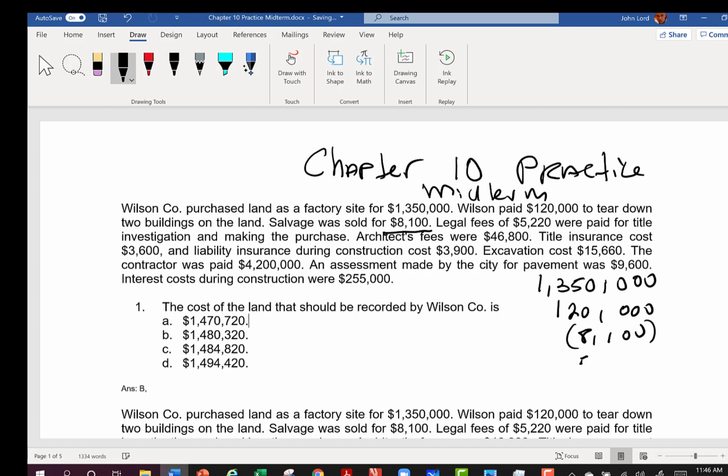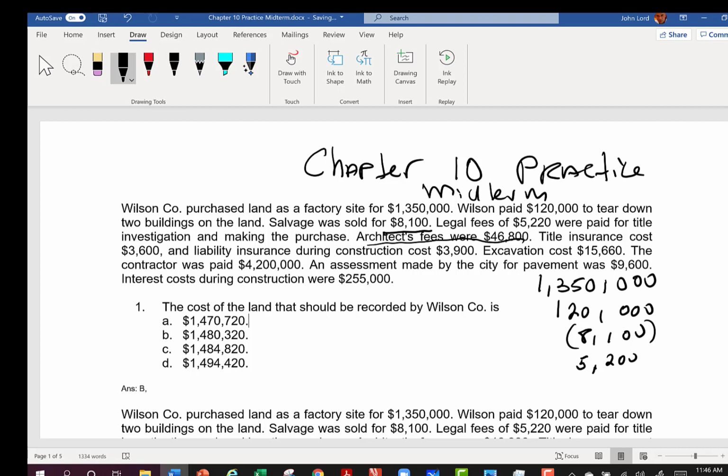So we go ahead and we're going to add that because that's going to allow us to take the land free and clear of title. And then we also went ahead and paid some architect fees here. They tell us at 46,800, just reading through the question. No, we're not going to pick that up as part of the land. That's part of what? The building, right? The architectural drawings or whatever for the building.